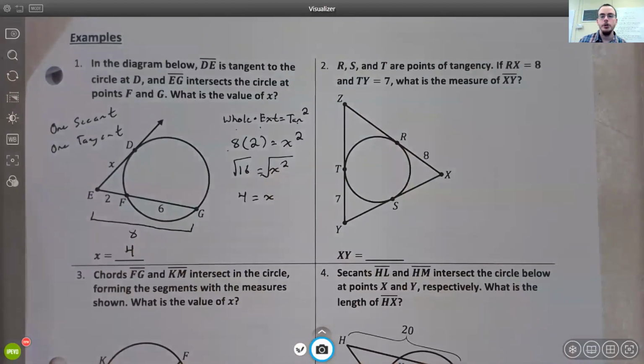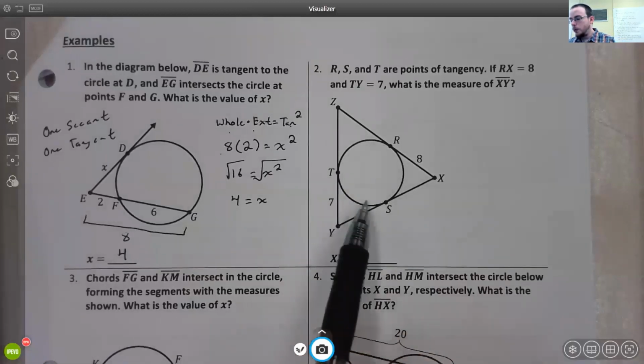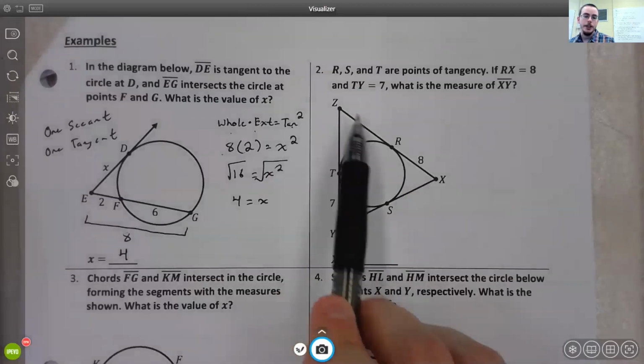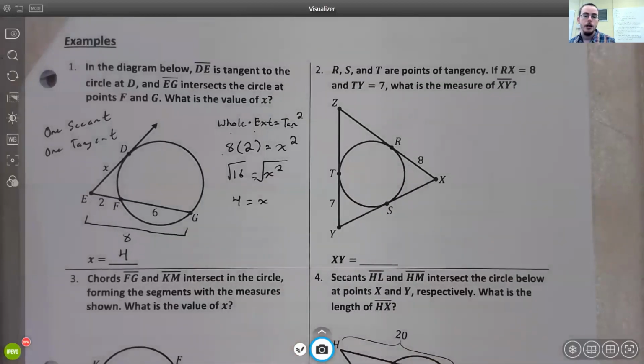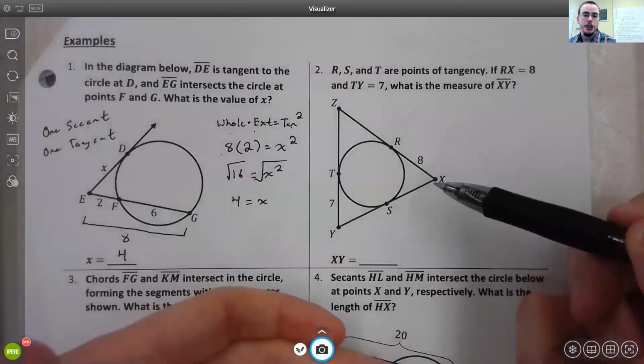All right, number 2, points R, S, and T are points of tangency. If RX equals 8 and TY equals 7, what is the measure of XY? So here, all of these points are points of tangency. So all of these segments are tangents. So we have the case of 2 tangents.